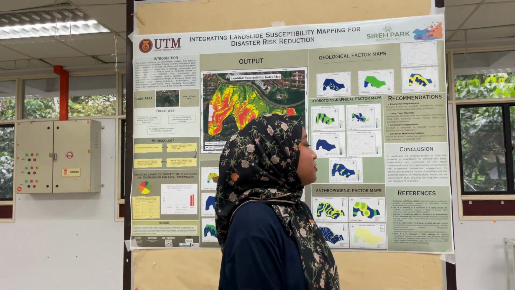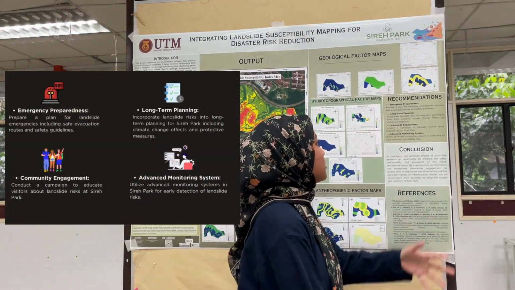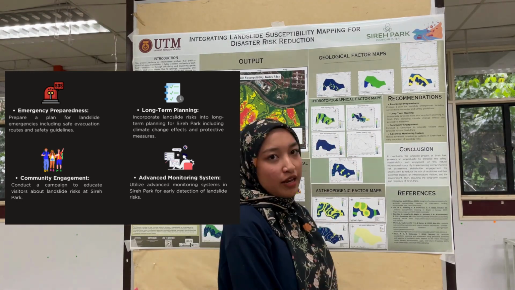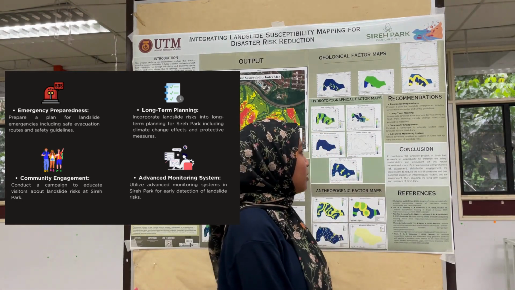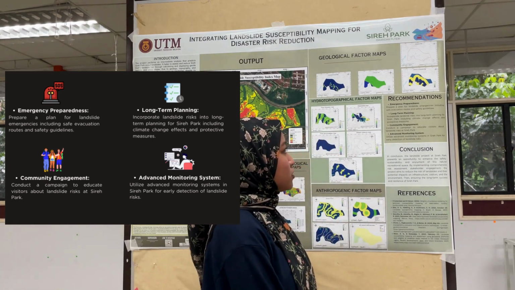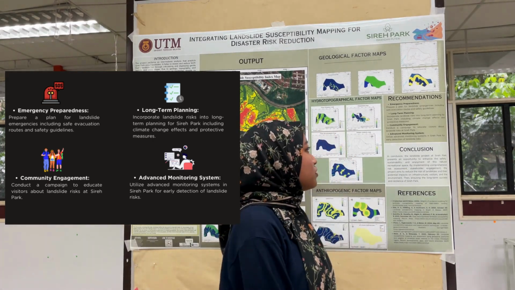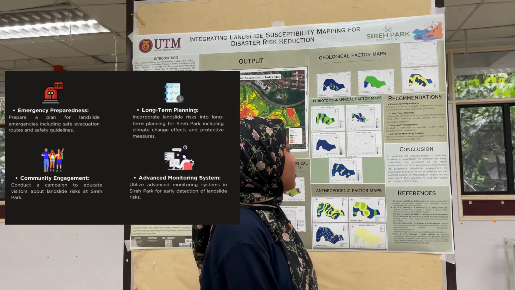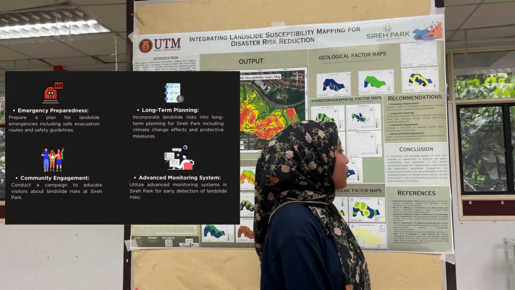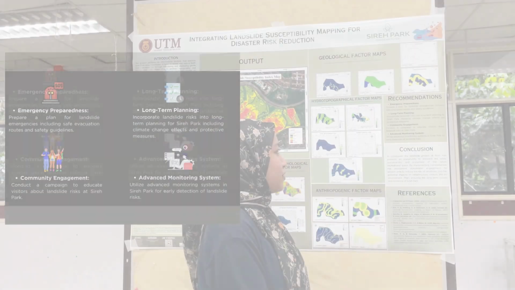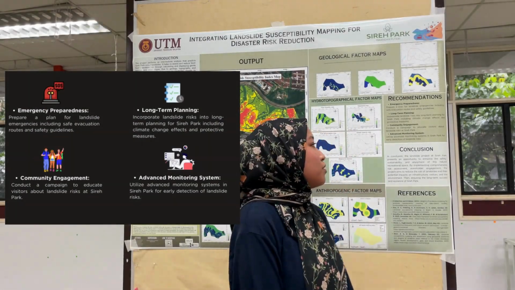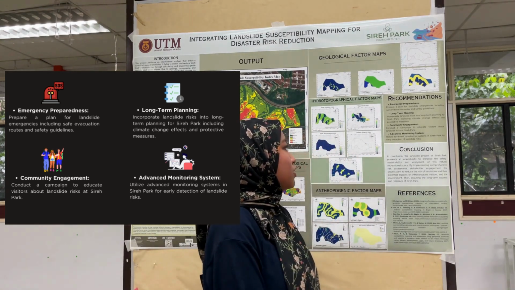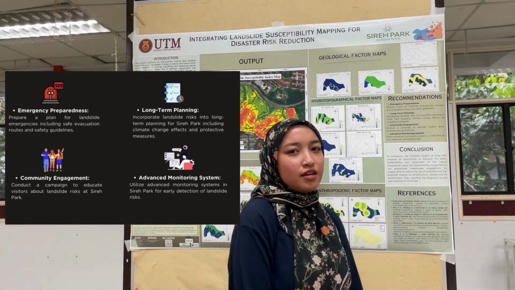Next for recommendation, first we have emergency preparedness, which is to prepare a plan for landslide emergency, including safe evacuation routes and safety guidelines. Second, we have long-term planning, which is to incorporate landslide risk into long-term planning for SIREH Park. So next is communication engagement, which is to conduct a campaign to educate visitors about landslide risk at SIREH Park. We have advanced monitoring system, which is to utilize an advanced monitoring system in SIREH Park for yearly detection of landslide risk.